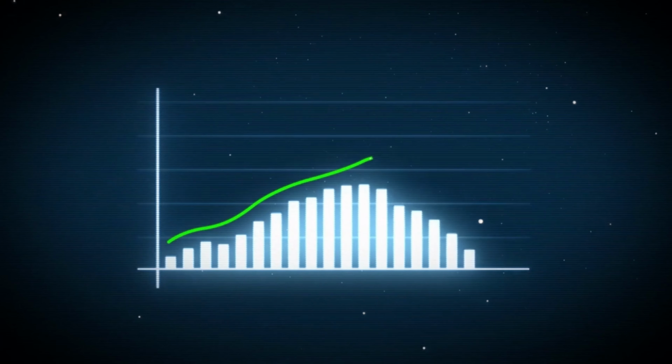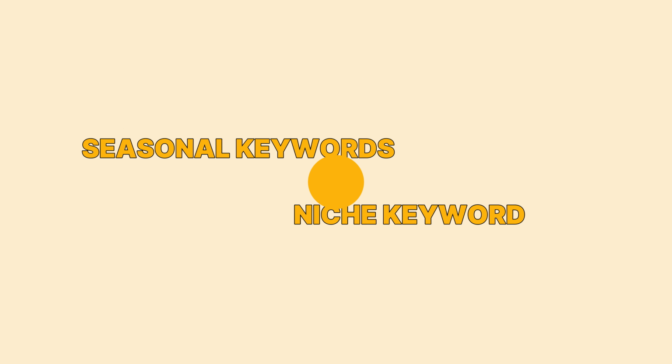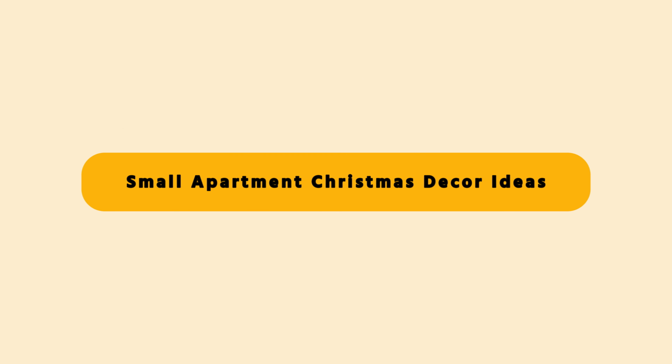So when you combine both trends plus keywords, you get traffic now and later. Your pin keeps ranking for months and Pinterest understands your content much faster. That's the sweet spot. So what should you do? Use seasonal keywords plus niche keywords together. Like this: small apartment Christmas decor idea. You add keywords in your title, your description, or your pin text. And most important, start posting before the trend, and that's how you win on Pinterest.